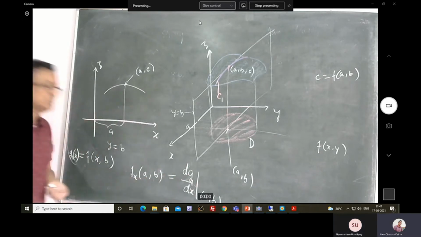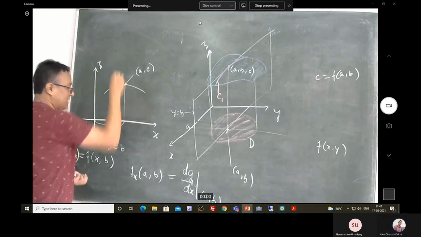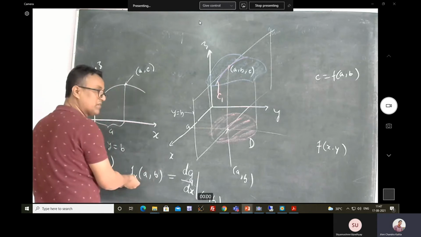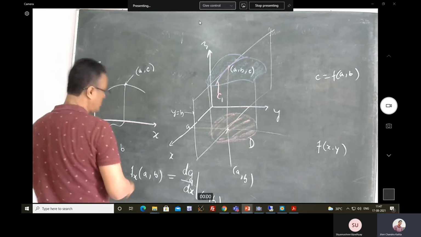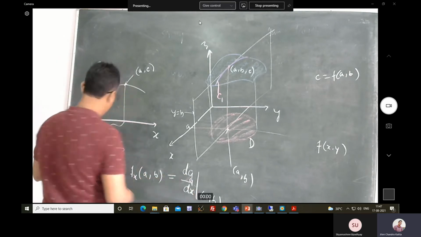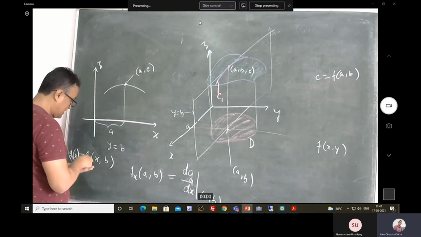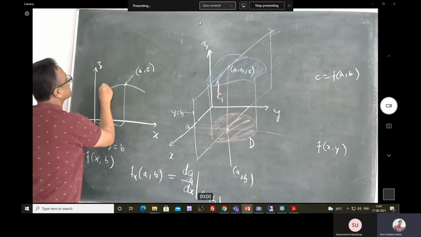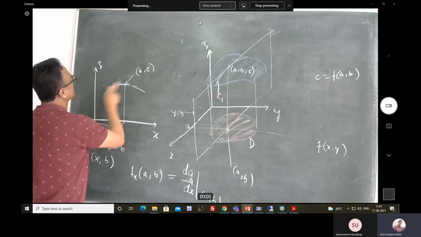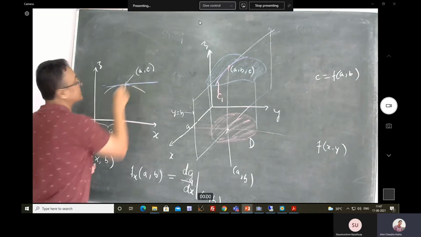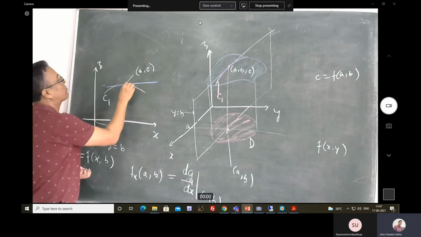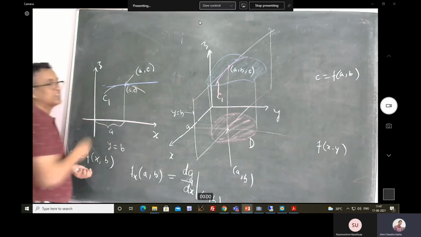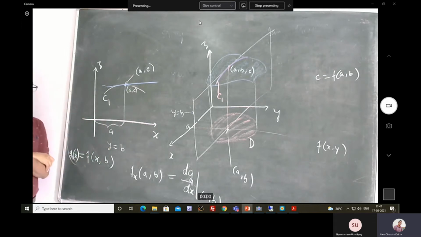G1, yes, thank you. So that means this is nothing but the partial derivative of the function f at (a, b) with respect to x. Now dz1/dx, what it tells you, it is nothing but the slope of the tangent to the curve C1 at the point (a, b, c). Is it okay? Fine.